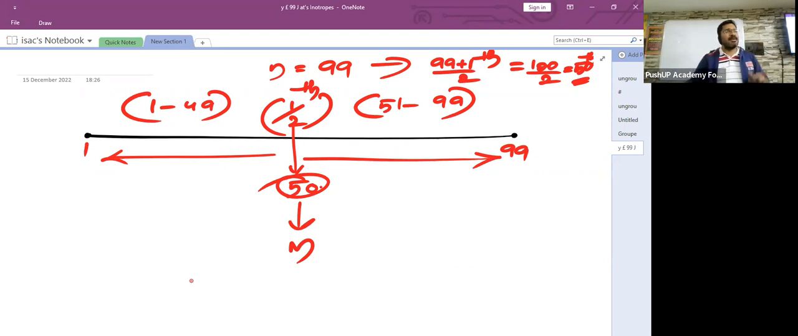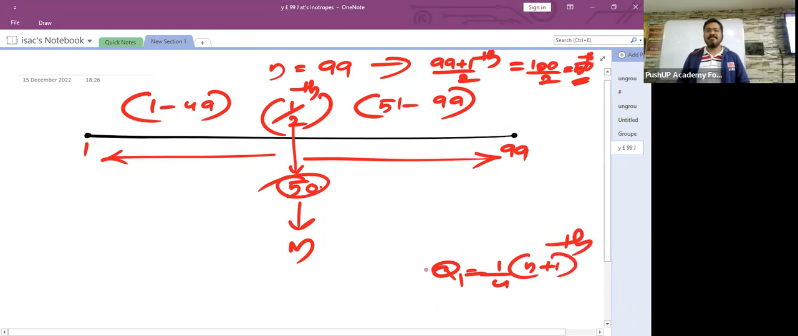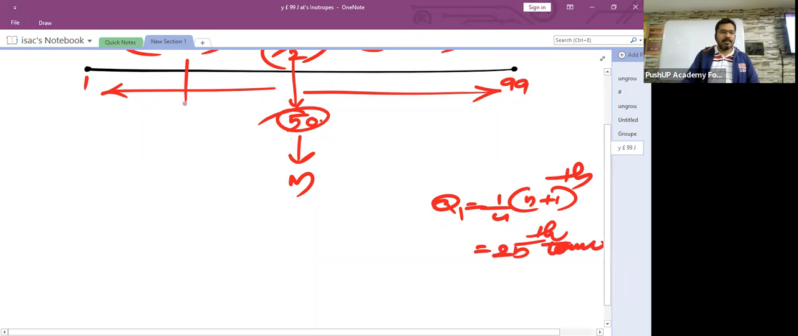What is lower quartile? Lower quartile is nothing but the term which comes in the 1/4 position of the given number of observations. And that is why you do Q1 as 1/4 of n plus 1 the term. Understood? What is n plus 1, children? 99 plus 1 is 100. 100 by 4 is 25. 25th term. And the 25th term will be 25 itself. Understood? So this value is called the lower quartile.